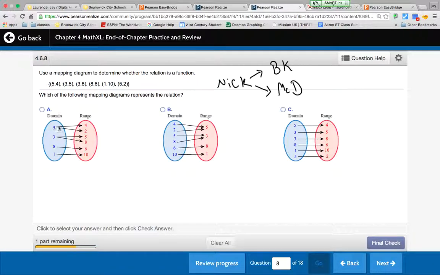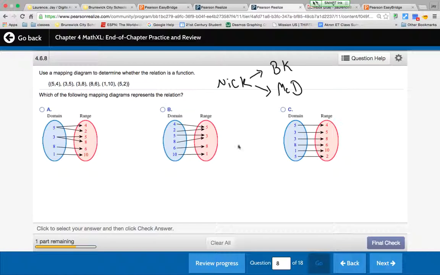Well, 5 is going to 4 and 2. Here, 5 is only going to 3. And in this one, 5 is only going to 4. Oh, and it's going to 2 there. Oh, that's tricky. It's tricky how they did that. All right, let's see. 3 is supposed to go to 5 and 8. So 3 is going to 5 and 8. 3 is going to 5, and 3 is going to 8.